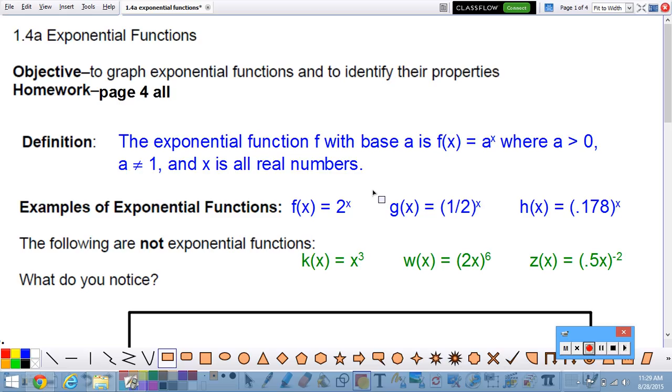Okay, we're going to start with exponential functions. Today's objective is to graph exponential functions and to identify their properties. Your homework is the problems on page 4 on the back of this worksheet.